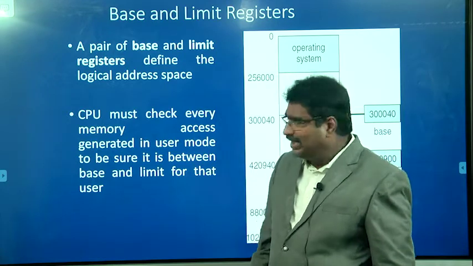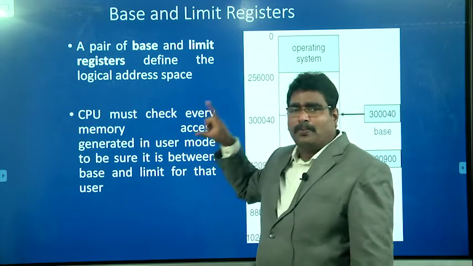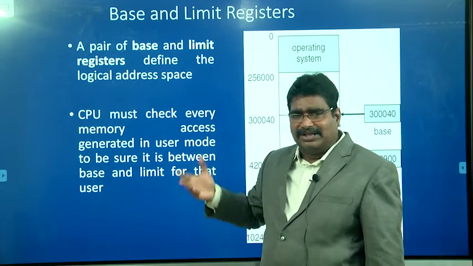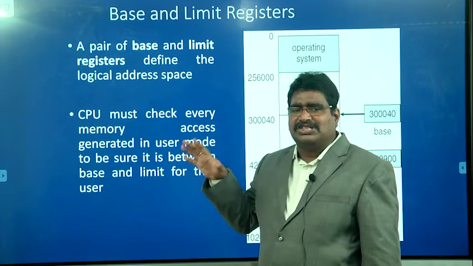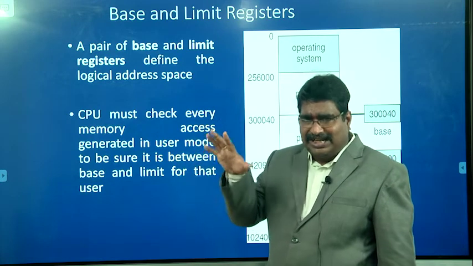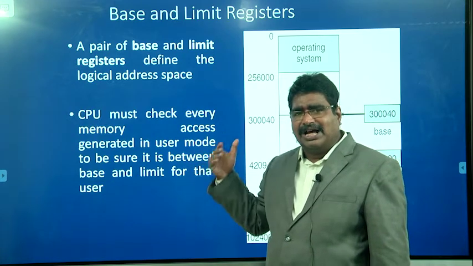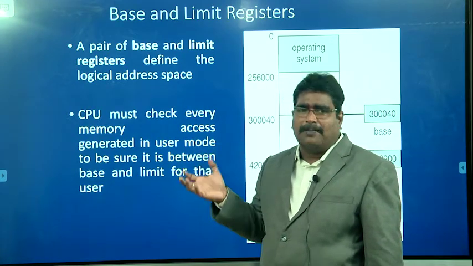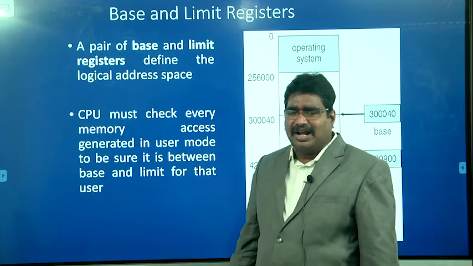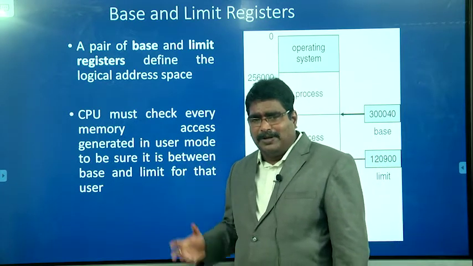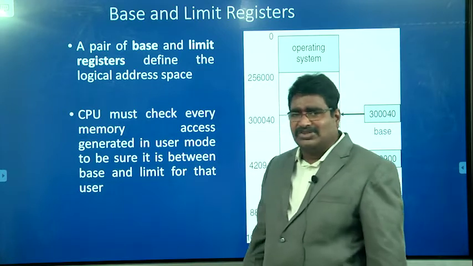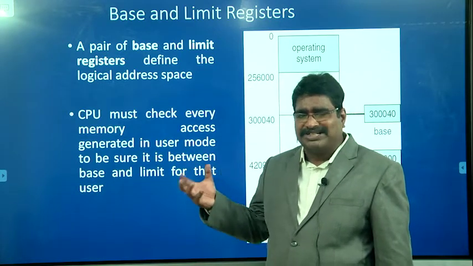So automatically the limit register is used to protect the user's data. Every process is allowed to access its allocated memory locations only. It is not allowed to access another process's memory locations, and the operating system memory locations are not allowed. So it provides protection to the user's data as well as protecting the system.